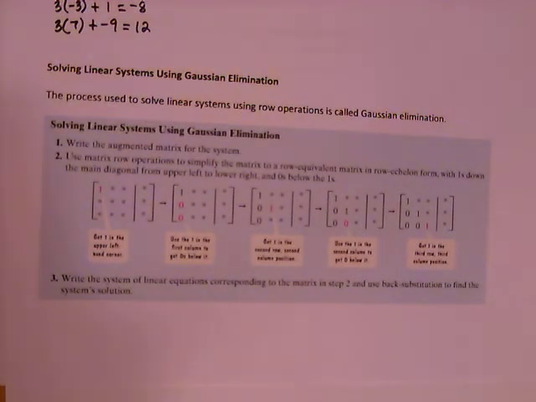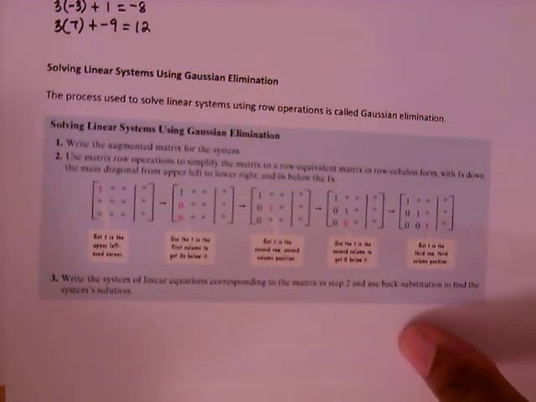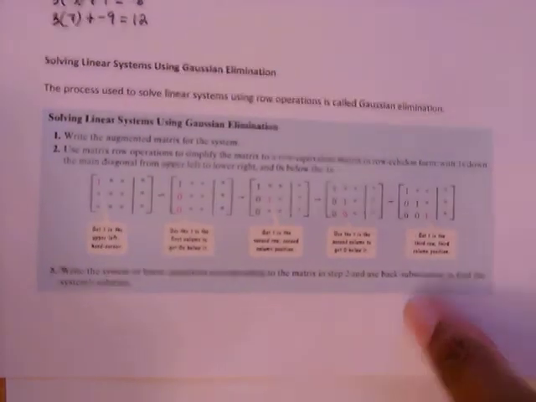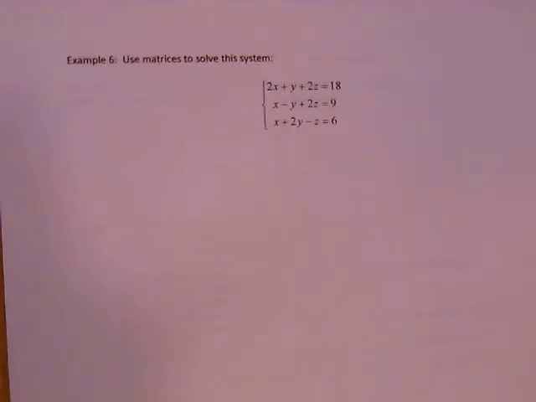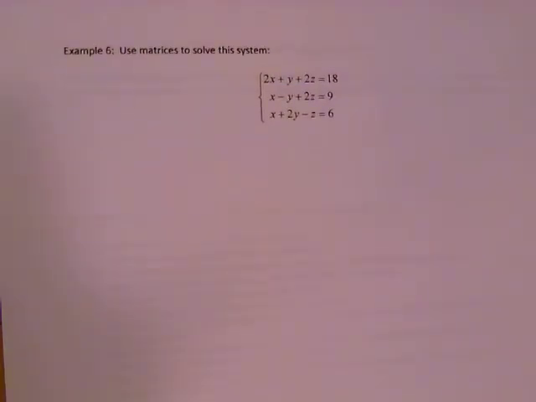All right, so get ready for what I'm about to do here on the next page, which is example 6. Here it is. We are going to use matrices to solve this system, and we are going to be using Gaussian elimination. In other words, we're going to try to get ones along the main diagonal and zeros underneath the ones, and then do what they call back substitution.